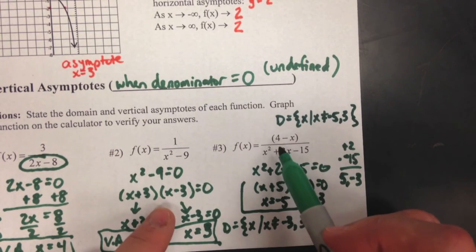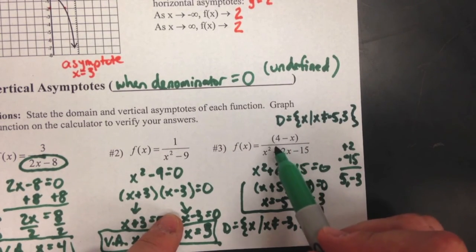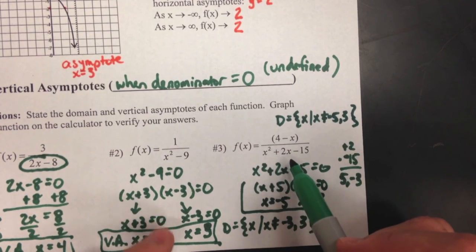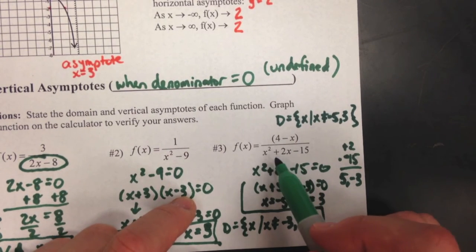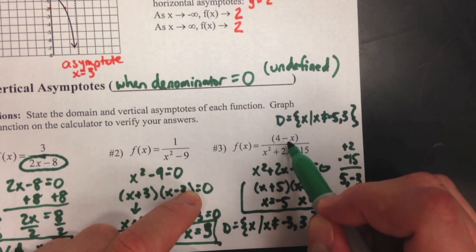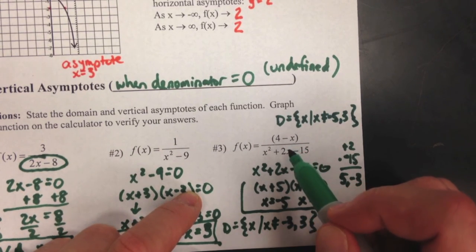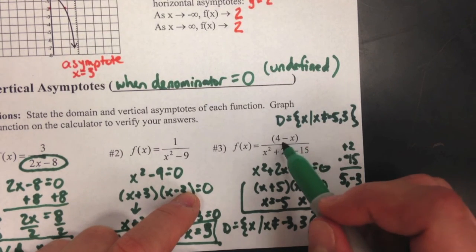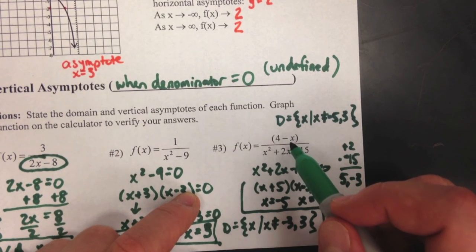Now you'll notice the numerator does not tell you about the asymptotes. It doesn't tell you about the domain. But if I put a 4 in for this, I would get 0, and that would be the solution. That would be the zeros of the function.